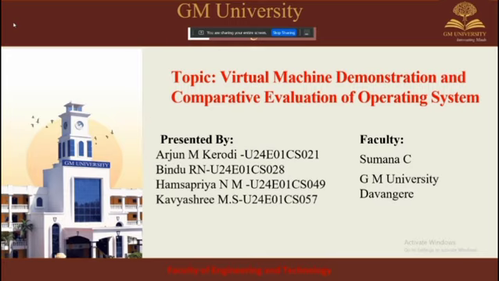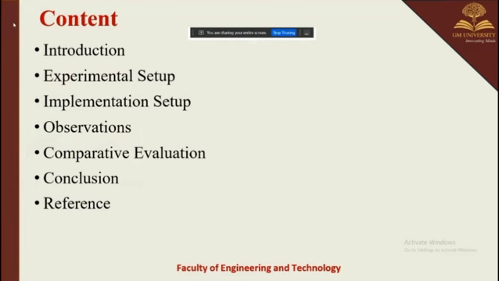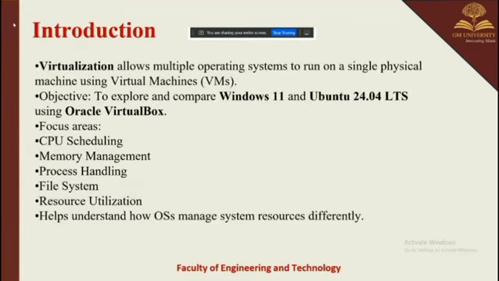In this study, we focus on several key areas like CPU scheduling and memory management, which looks at how RAM is allocated and optimized. Process handling means how each OS manages running applications and background tasks. Resource utilization helps measure how efficiently each OS uses system resources like CPU and memory. File system refers to how data is stored and accessed in files.